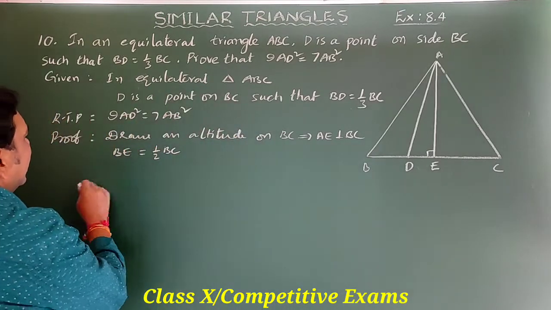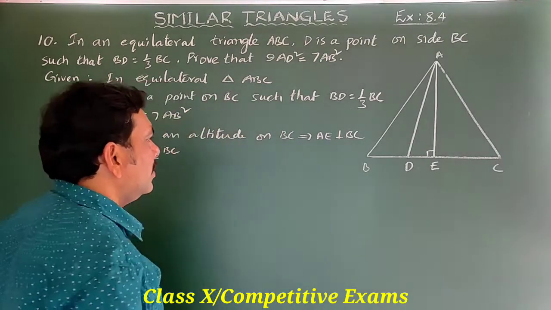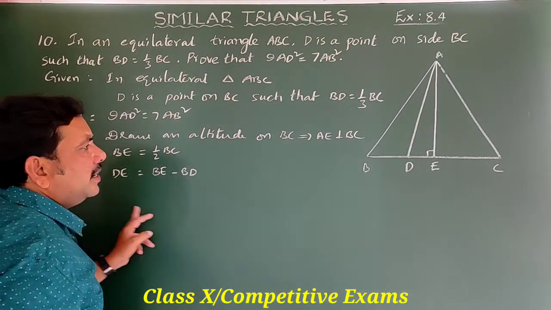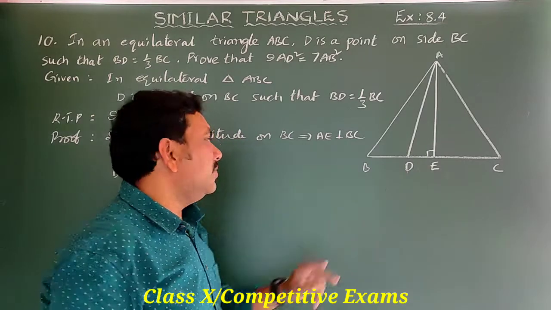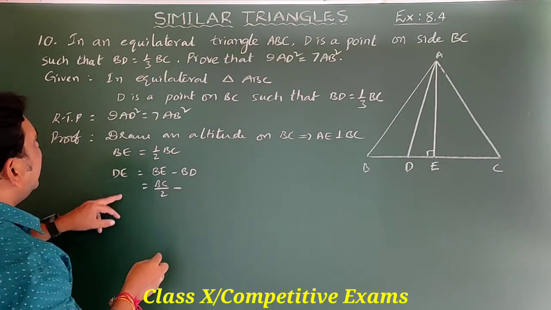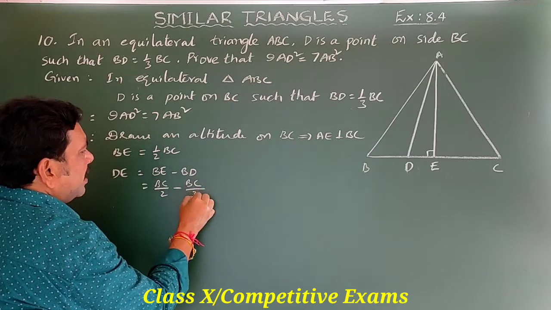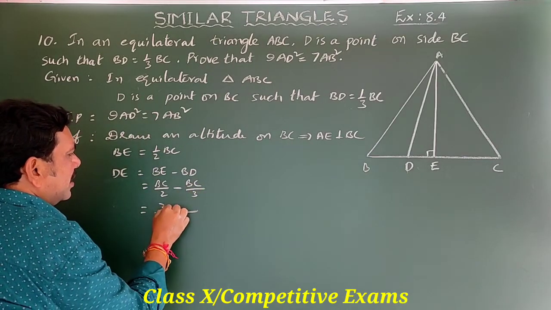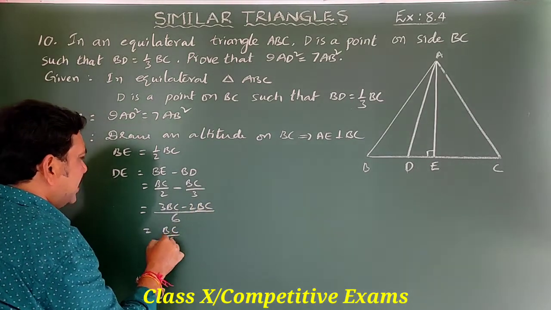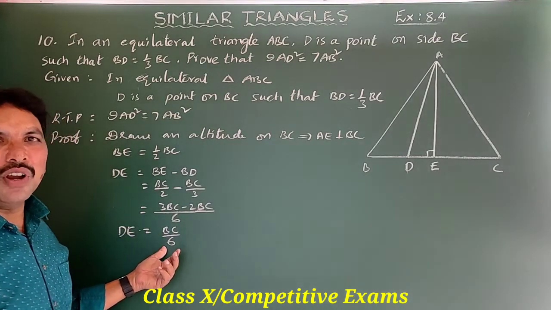Next, DE. DE is equal to BE minus BD. Here BE is equal to half BC, so BC by 2 minus BD, and BD is given as 1 by 3 BC, which means BC by 3. LCM is 6: 3BC minus 2BC, that is equal to BC by 6. So DE is equal to BC by 6.